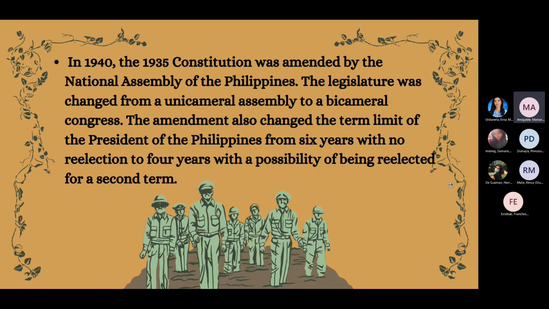In 1940, the 1935 Constitution was amended by the National Assembly of the Philippines. The legislature was changed from a unicameral assembly to a bicameral Congress. The amendment also changed the term limit of the President of the Philippines from 6 years with no re-election to 4 years, with the possibility of being re-elected for a second term.